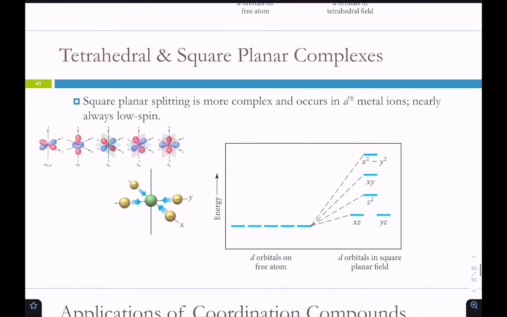Oh, and these are always going to be low spin. Because if we start filling these in, we have to fill them in as 1, 2, 3, 4, 5, 6, 7, 8, 9, and 10. So they're pretty much always going to be all paired up, or as paired as their metal cation is on its own.